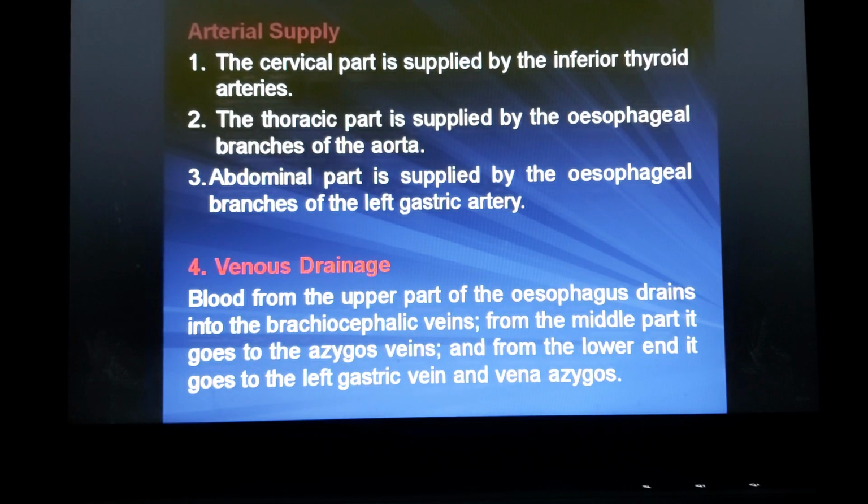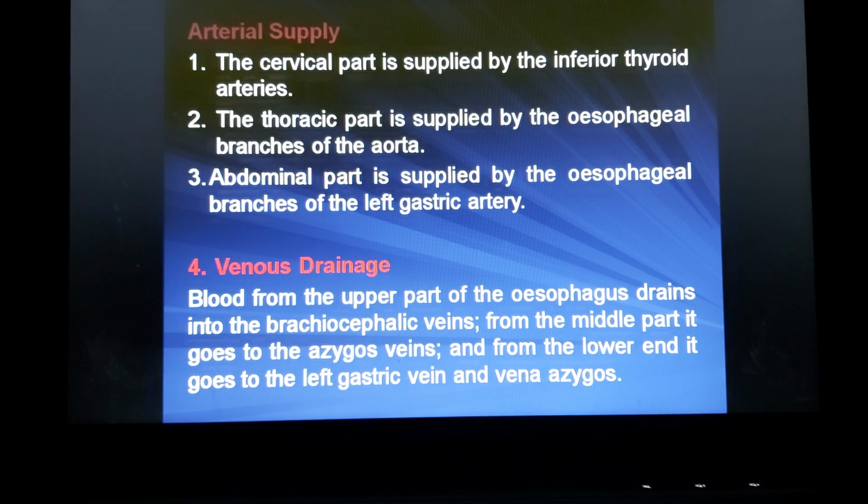Coming to the blood supply, there is arterial supply and venous drainage. The arterial supply divides into 3 parts: cervical, thoracic and abdominal, otherwise upper, middle and lower parts.